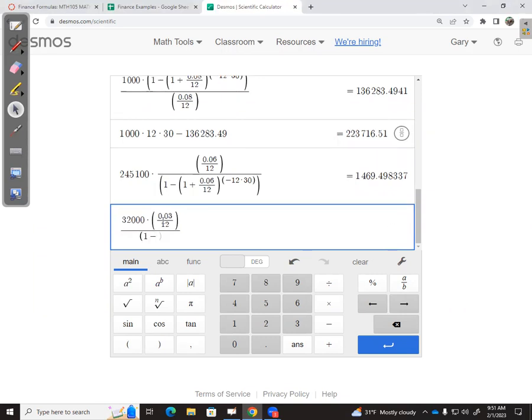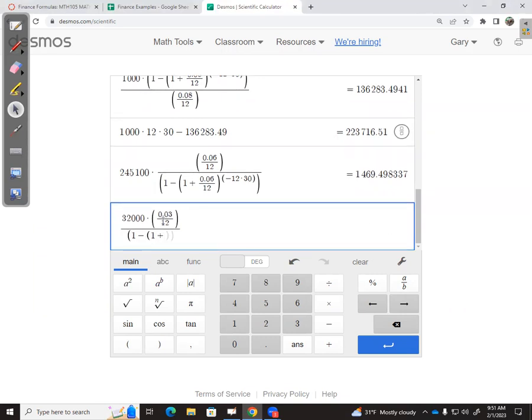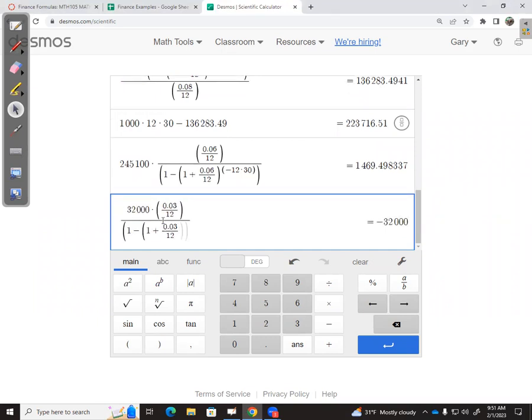Parentheses 1 minus, parentheses 1 plus, 3/100, 3% over 12, close parentheses, do your power, got to have parentheses for the power, and it's got to be negative because it's a loan, 12 times 3, close, close, which Desmos already did with those shadow parentheses. So this says my payment would be over 3 years, $930.60.